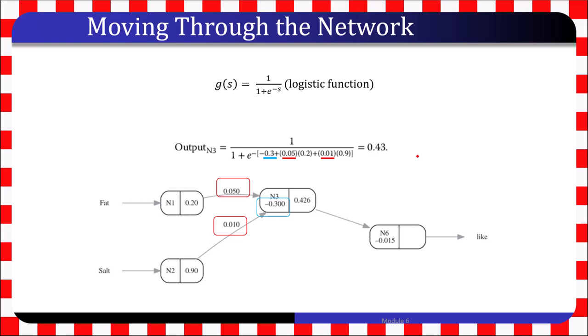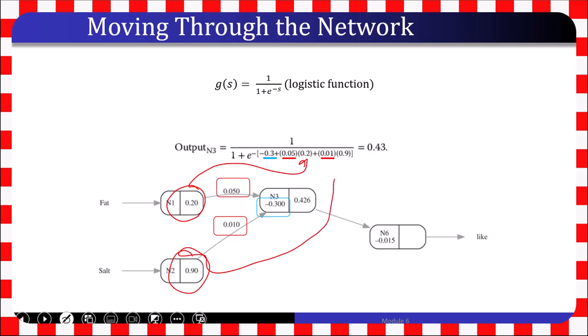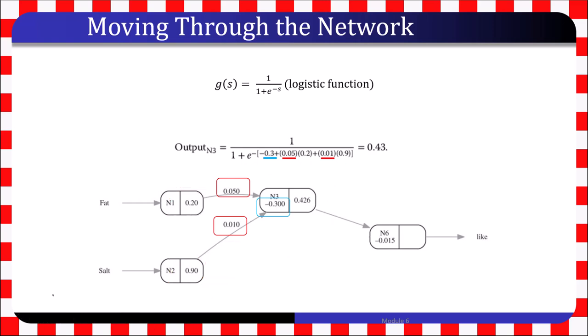And lastly, I take the inputs. So this model takes the input from the first node and the input from the second node, multiplies them by the weights, adds the bias term, and it's going to be e to the power negative that term. So all of this calculation gives us 0.43. So 0.43 is going to be the output of the third node.